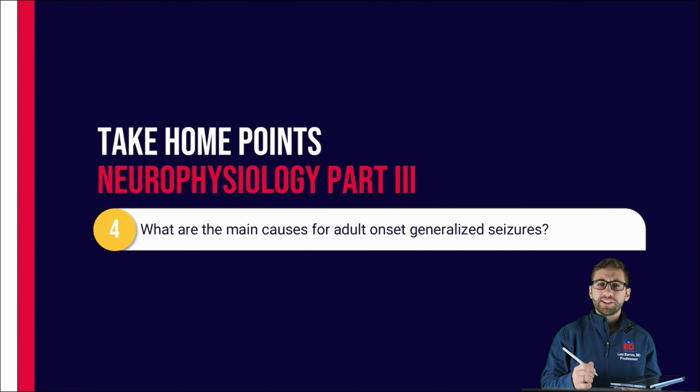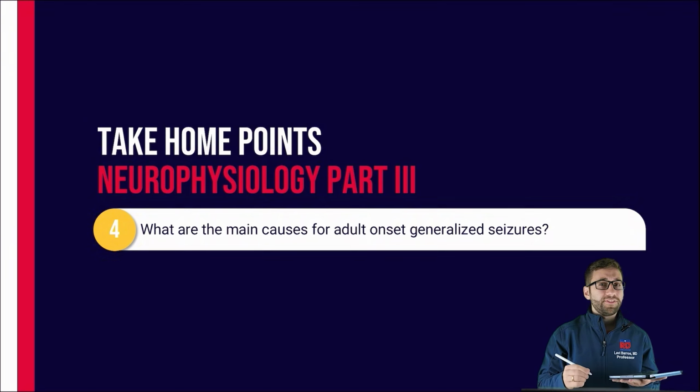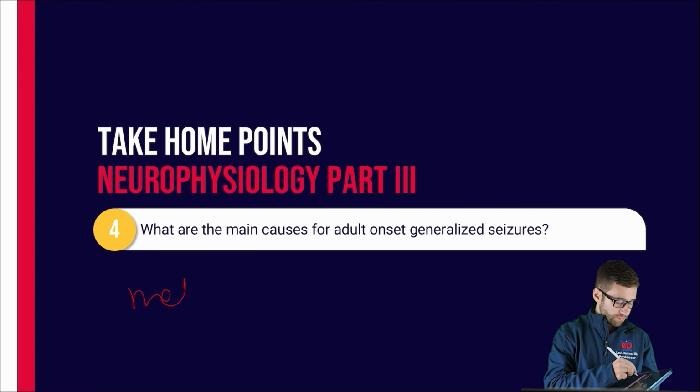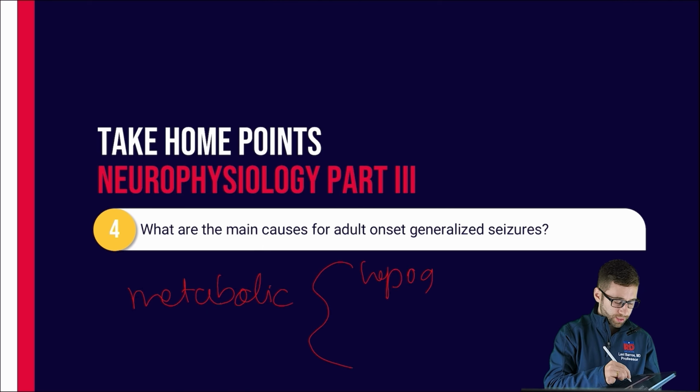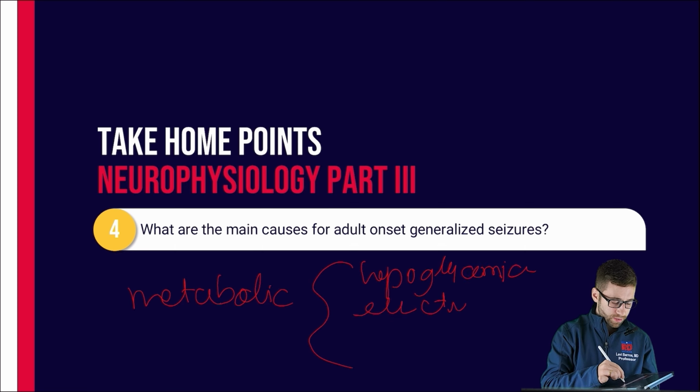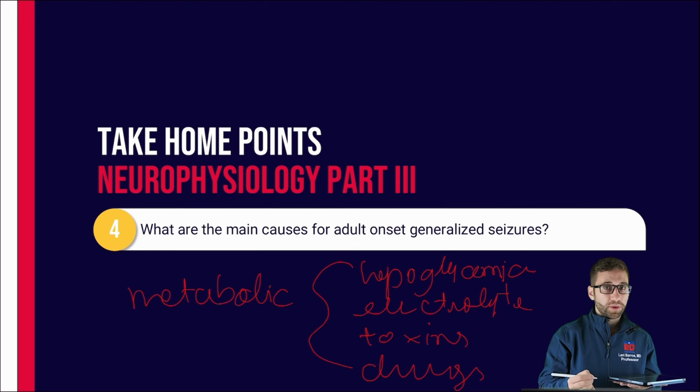But what about the generalized type? Generalized seizures, which affect both hemispheres of the brain from the onset, can be triggered by several metabolic factors in adults. So we'll think of metabolic, such as hypoglycemia, electrolyte imbalance, toxins, and drugs. Drug withdrawal, such as alcohol withdrawal, could also cause generalized seizures. In fact, it's very typical for an alcohol withdrawal to get a seizure.